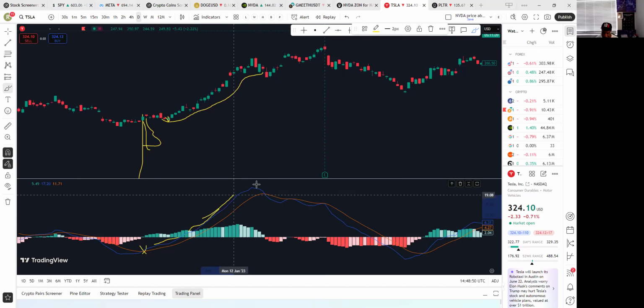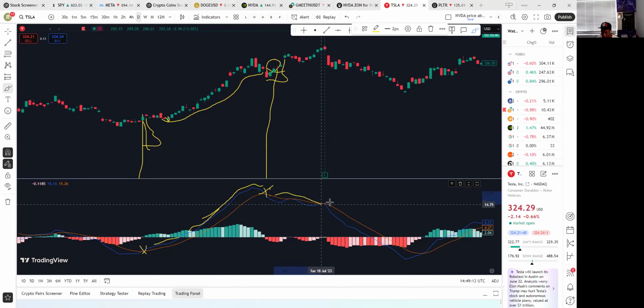You've been watching it now, and then now you see a switch there. From there, you see the signal line is now crossing above the MACD line. You can start selling from that candle here. You sell because the signal line, the orange line, is now above the MACD line, and the stock is going down.